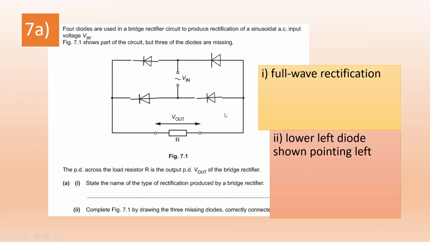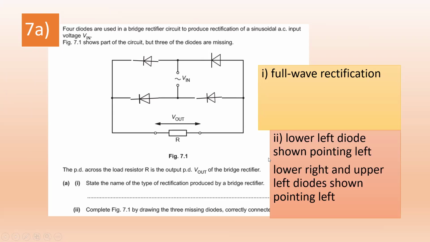Okay, if you're not sure, check it out. Vin positive, current will flow this way, and then cannot go out this way, will go this way, and flow back here. Right, when this one is positive, it flows this way, goes out here, goes there, goes back. Okay, that's the marking scheme.